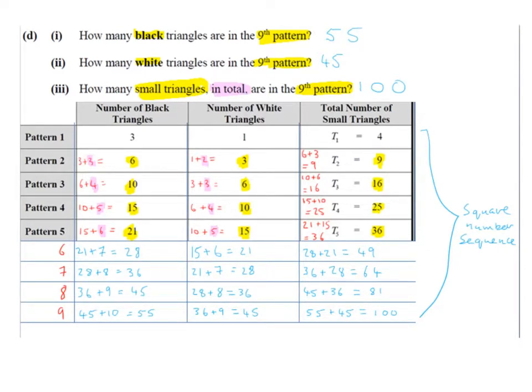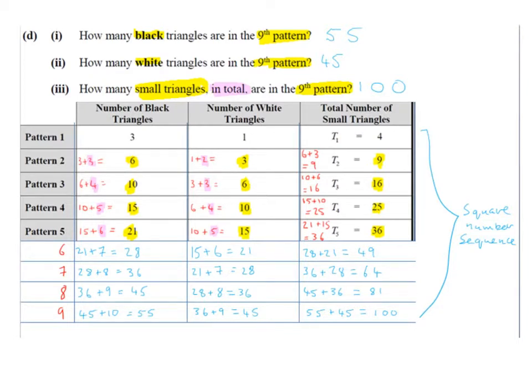And then for the total, well, we just have to say 55 plus 45 is 100. But I've done out the working out for the rest of them as well. So 28 plus 21 is 49. 36 plus 28 is 64. 45 plus 36 is 81. And 55 plus 45 is 100.